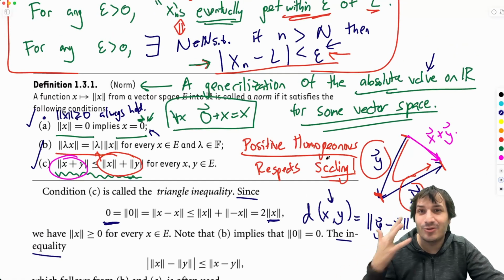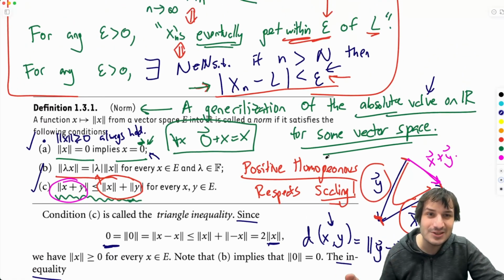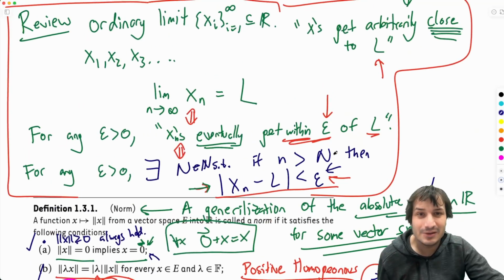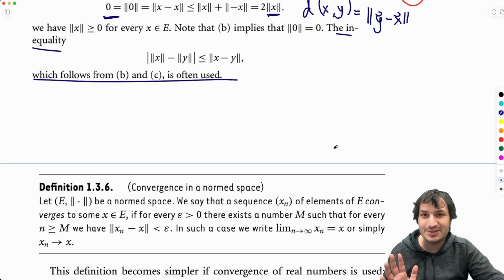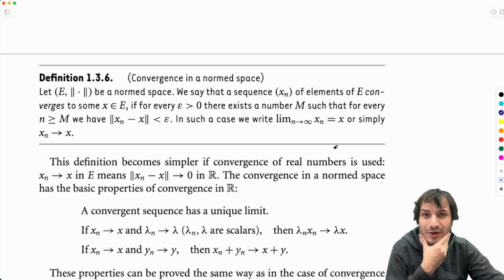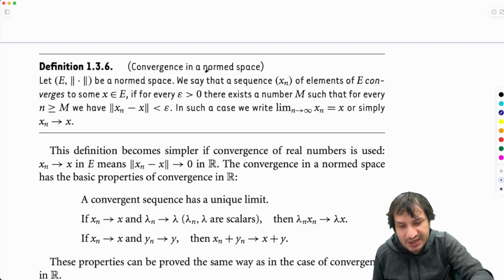And indeed, the thing we want to do, the reason we have norms, is so we can make limits. We want to talk about limits. And so limits are the next thing I'm going to show you. That's the next definition in the textbook that we're going to do. Definition 1.3.6, which is convergence in a normed space.